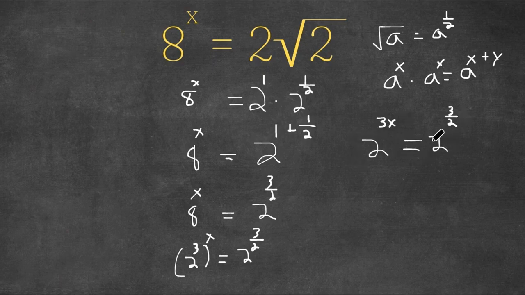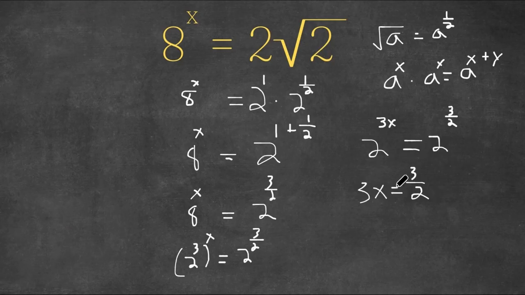Now, because our bases are both the same, we can just set our exponents equal to each other, because if our bases are the same, then so are our exponents. So we can write our equation here: 3x equals 3 over 2. We simply set our exponents equal.